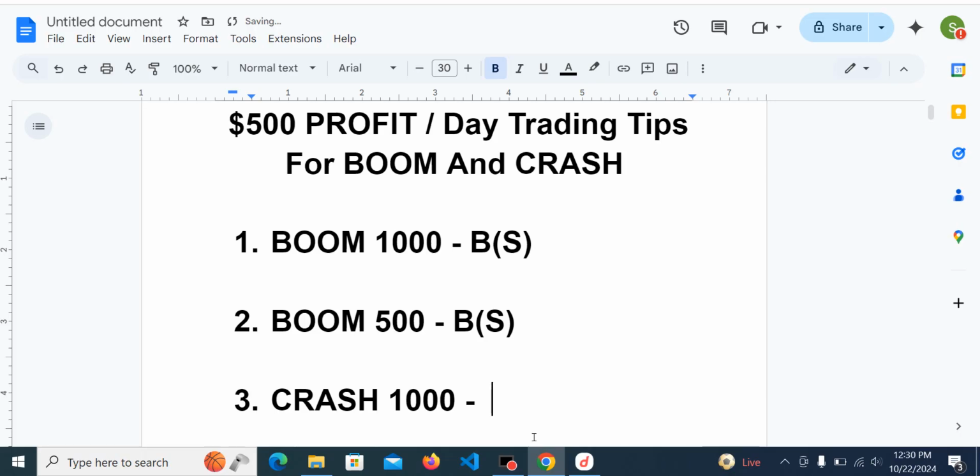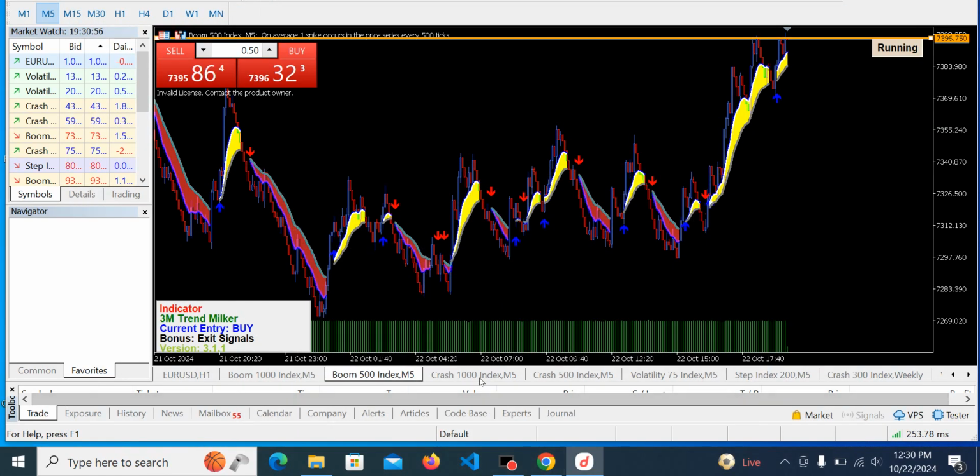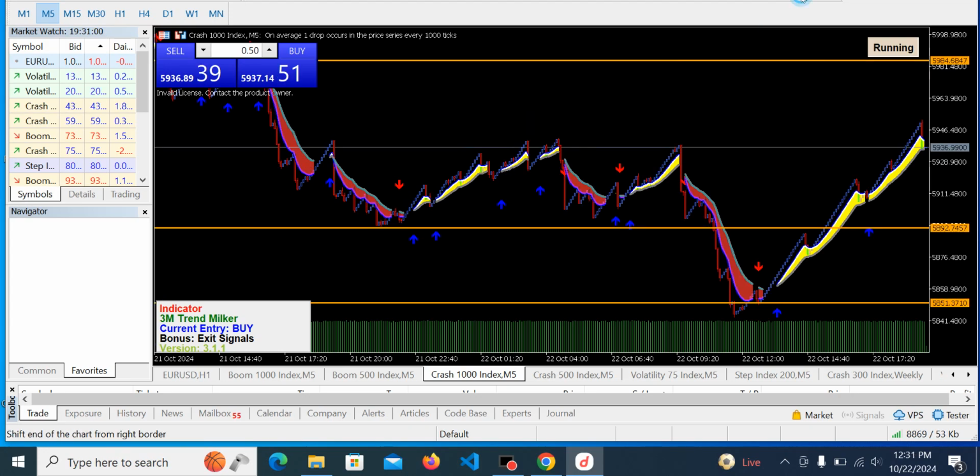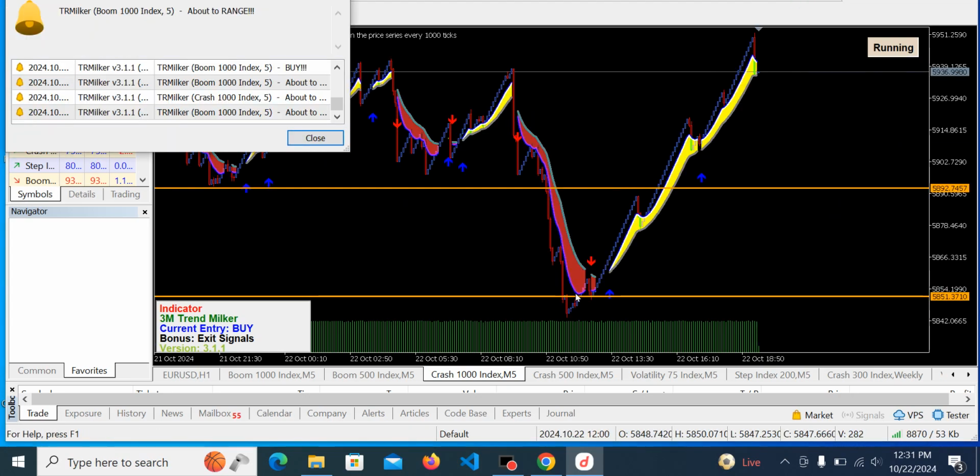Okay, so next asset is going to be Crash 1000. Let's check it out together. This is Crash 1000, and of course, just where we've seen this, it was on a downtrend before, but it started an uptrend right from here. We got the uptrend signal, we got the buying opportunity, and it kept on buying and buying. It has got into this resistance zone.